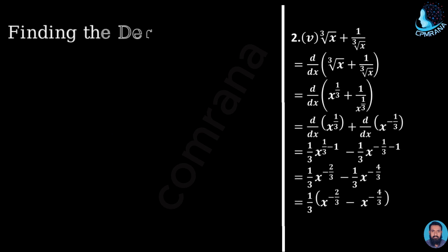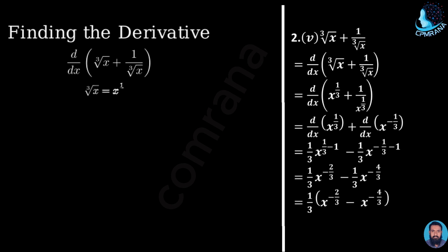Let's find the derivative of the cube root of x plus 1 over the cube root of x. We'll solve this step by step using the power rule and chain rule. First, let's rewrite our expression using fractional exponents. The cube root of x can be written as x to the 1/3 power, and 1 over cube root of x can be written as x to the negative 1/3 power.